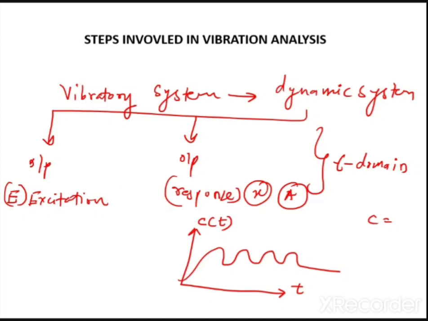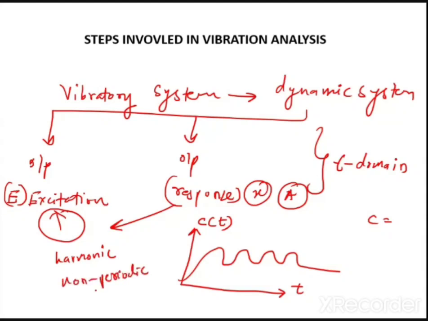Now, this response depends upon what? It depends upon the external excitation. What type of external excitation are you providing? If you provide a harmonic excitation, or if the excitation is non-periodic, or if the excitation is random, which means it is not deterministic, you cannot determine the magnitude. So depending upon the excitation, you will get the response. This is one point, and the second point is initial conditions.